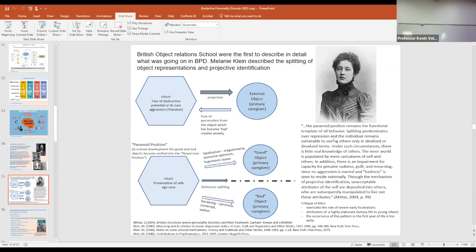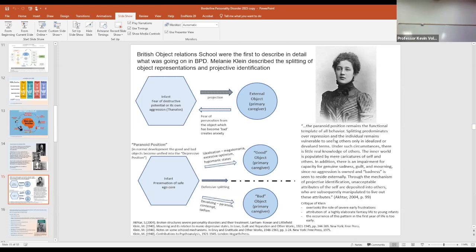And this is the basis of a lot of object relations. Now, the Broken Structures book, I think, says, quote, the paranoid position remains the functional template of all behavior. Splitting predominates over repression, and the individual remains vulnerable to seeing others only in idealized or devalued terms. Under such circumstances, there is little real knowledge of other people. The inner world is populated by mere caricatures of self and others. In addition, there is an impairment to the capacity for genuine sadness, guilt, and mourning, since no aggression is owned and badness is seen to reside externally. Through the mechanism of projective identification, unacceptable attributes of the self are deposited into others, who are subsequently manipulated to live out these attributes. That's projective identification: depositing stuff into somebody else and then unconsciously manipulating them to act that out for you. And this is what happens in therapy, the countertransference stuff we've talked about before.